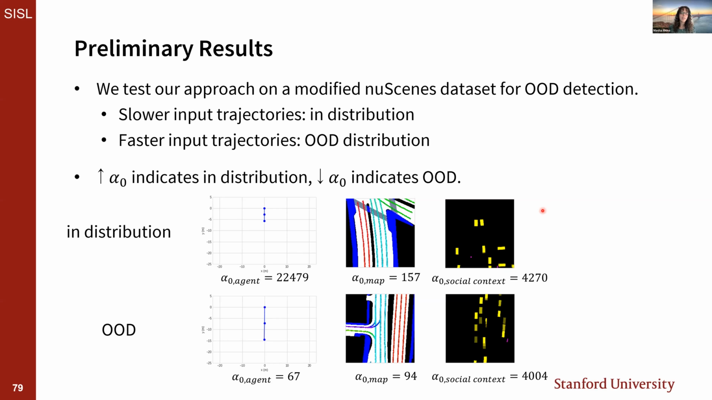In the examples shown here, there's a stark difference in the alpha 0 values for the slower in distribution trajectory shown here and the faster out of distribution input trajectory shown at the bottom. What is interesting is that for these 2 particular cases, the alpha 0 values for the HD map and the social context are quite similar. For the HD map, the values are lower.